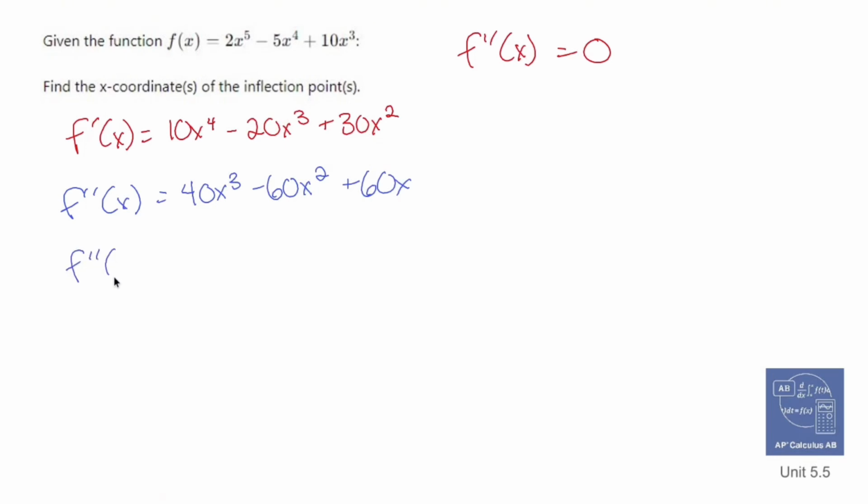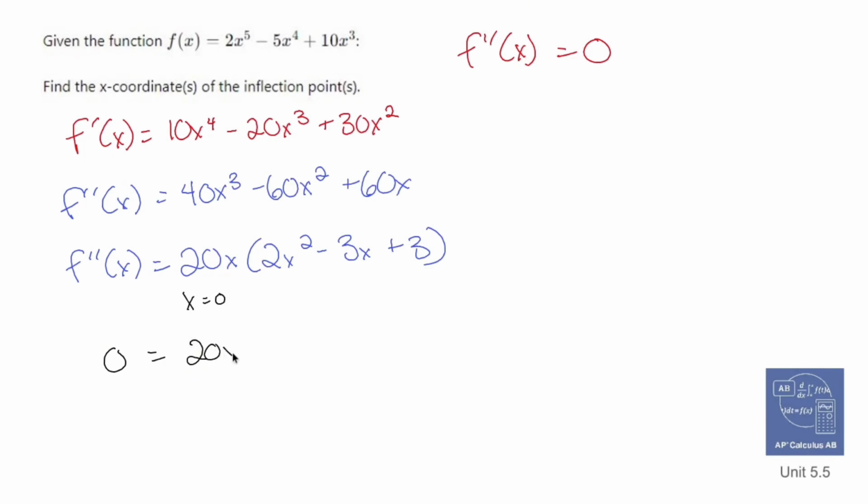F double prime of x, I can factor out a 20, I can factor out an x, and that leaves me with 2x squared minus 3x plus 3. Now this is fun, because here we have an obvious point at x equals 0. Try to factor that out. You can't. If I set this equal to 0, which I forgot to do, so 20x times 2x to the second power minus 3x plus 3, if you do the zero product property, yeah, you get that x equals 0. You can't factor that out.